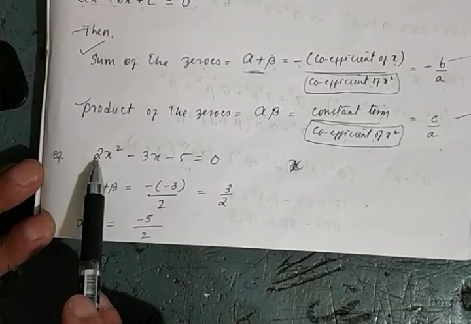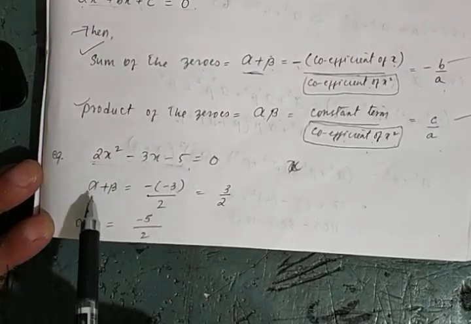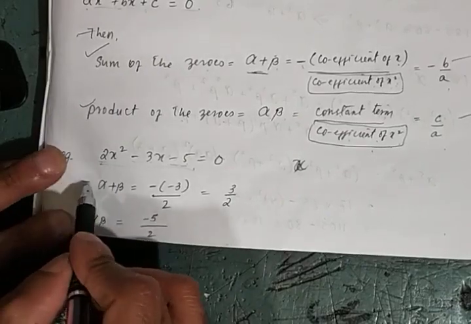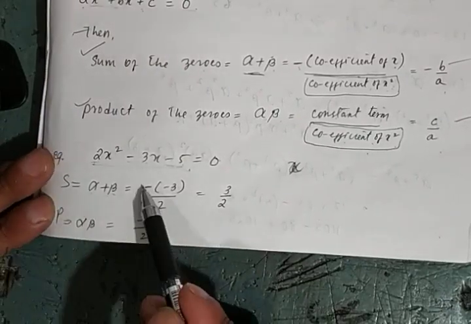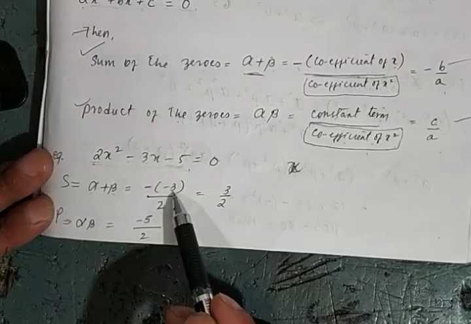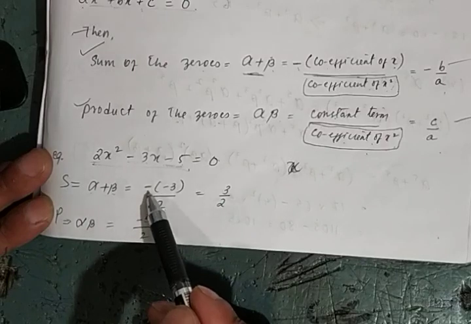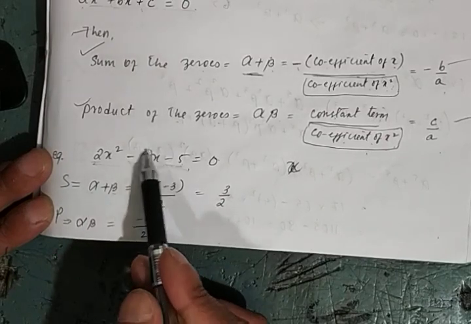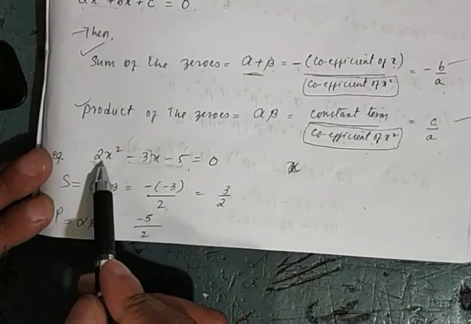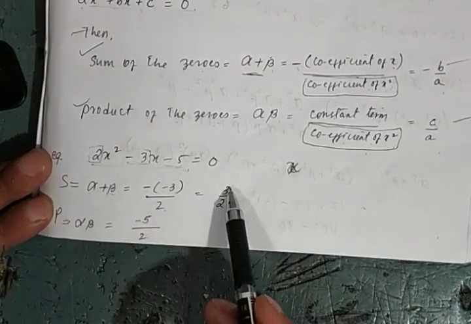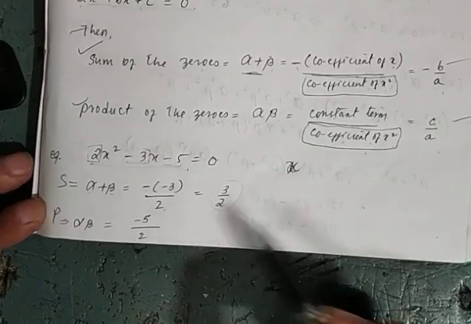Now this question you see, this is A, this is B, and this is C. Now sum of the zeros, S, and this is product of the zeros. Sum of the zeros is minus coefficient of x divided by coefficient of x square. Minus is minus, coefficient of x here is minus 3 divided by coefficient of x square here is 2. And minus into minus is plus, 3 by 2. That means if you add the two zeros, it will be 3 by 2.